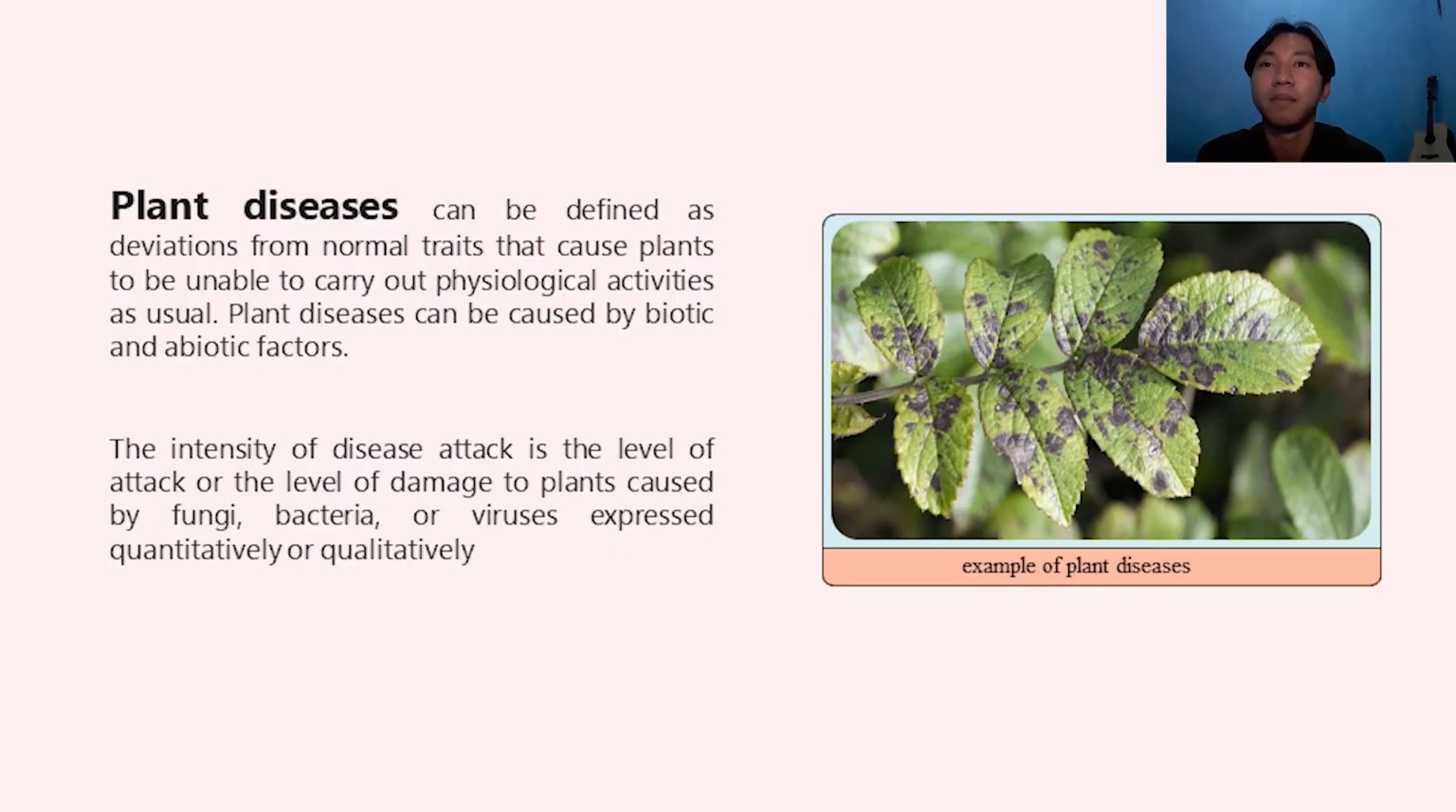Plant disease can be defined as deviation from normal traits that cause plants to be unable to carry out physiological activities as usual. Plant disease can be caused by biotic and abiotic factors. The intensity of disease attack is the level of attack or the level of damage to plant caused by fungi, bacteria, or viruses, expressed quantitatively and qualitatively.